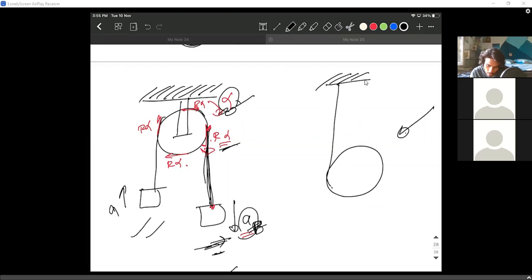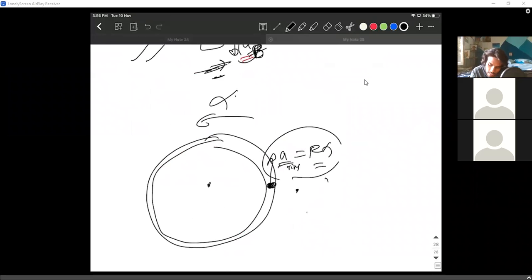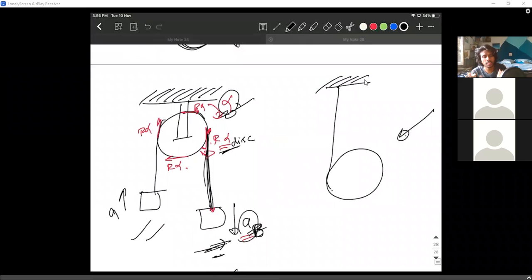This is A of the block. This is alpha of the disk. Here you're talking about A of a particle and ring only, alpha of a particle and ring only. They are the same things. Here they are different things, except you're getting the same value again. That's the point.